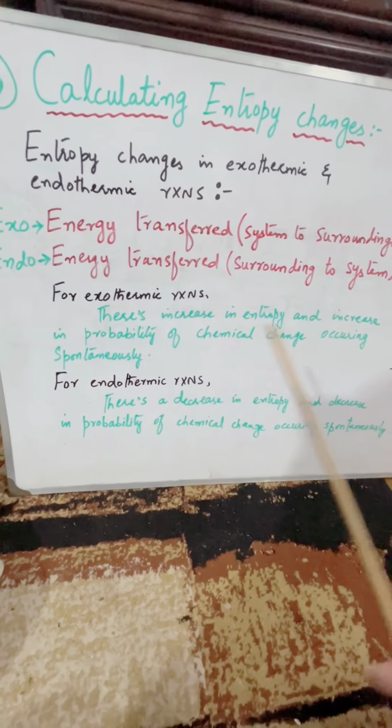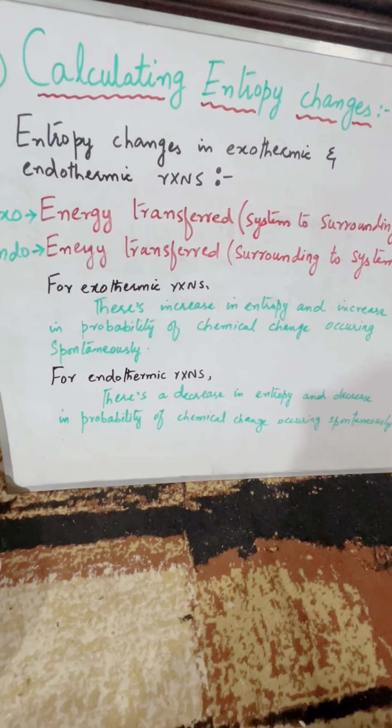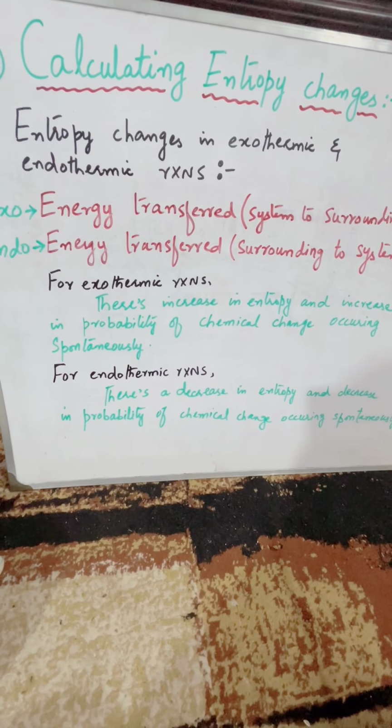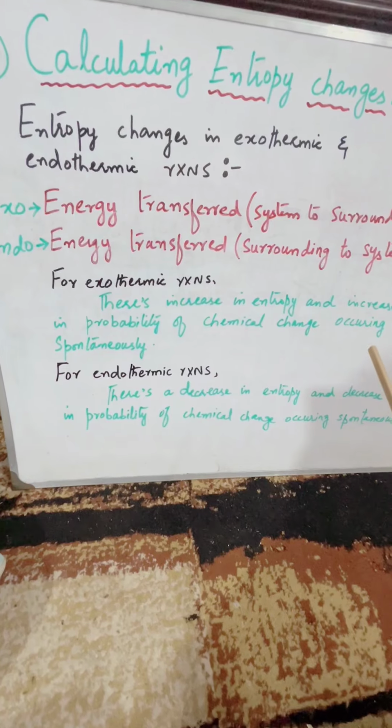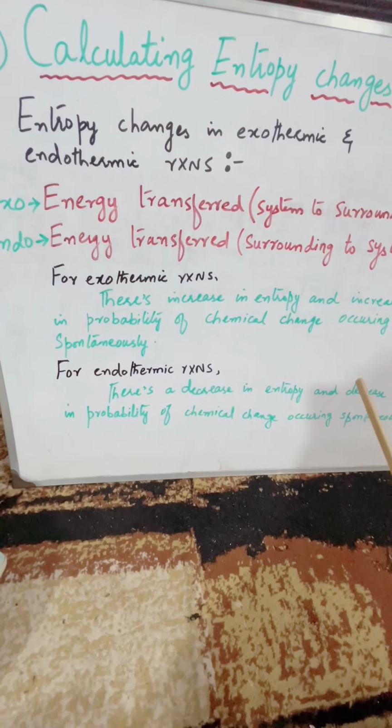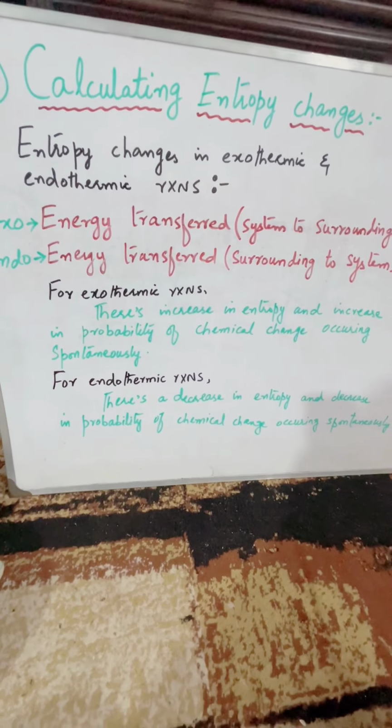On the other hand, for endothermic reactions, the energy absorbed from the surroundings decreases the number of ways of arranging the energy. So there is likelihood of a decrease in entropy and decreased probability of the chemical change occurring spontaneously.